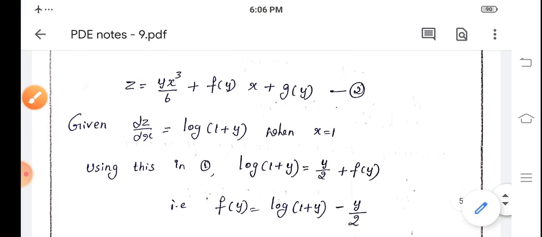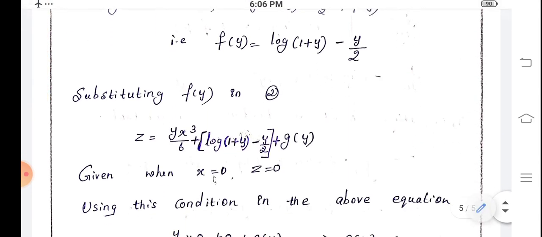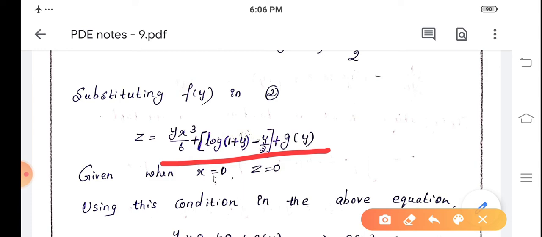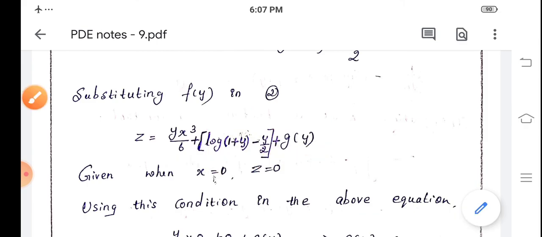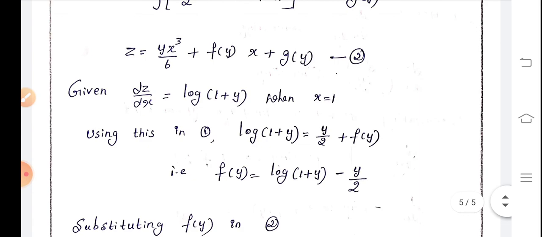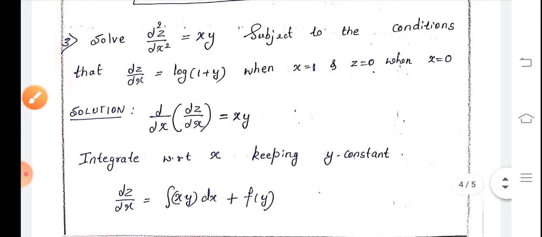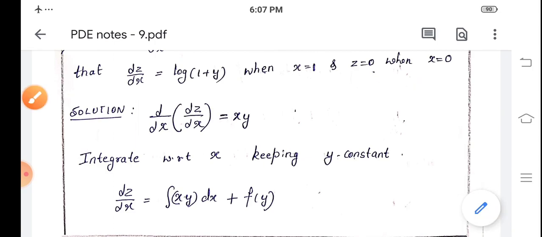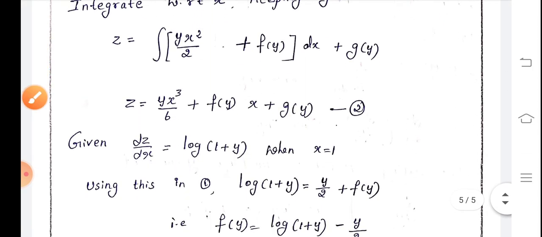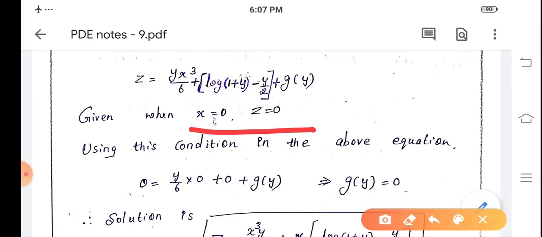Now we are getting z is equal to y into x cube by 6 plus, here we have substituted f of y, that is log of 1 plus y minus y by 2, into x, plus g of y. And we have one more condition given in the problem, that is z equal to 0 when x equal to 0.